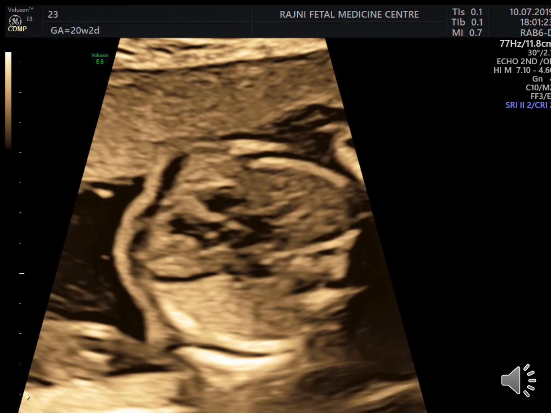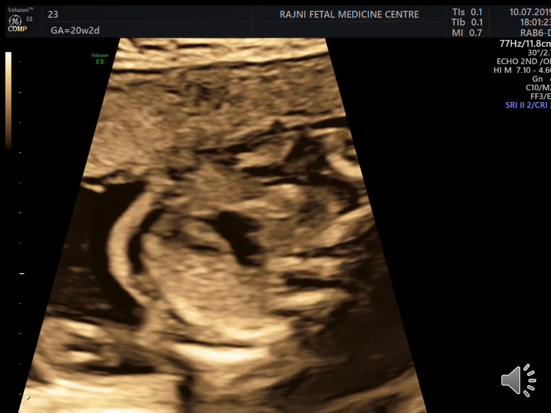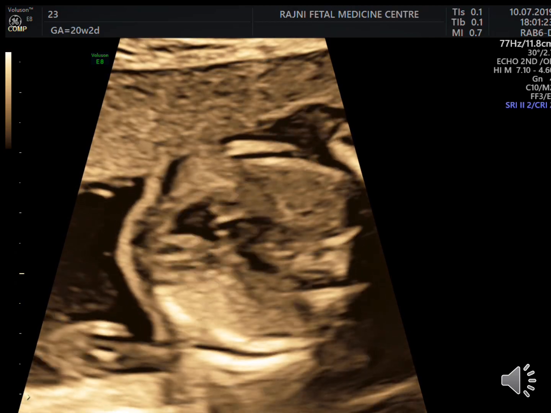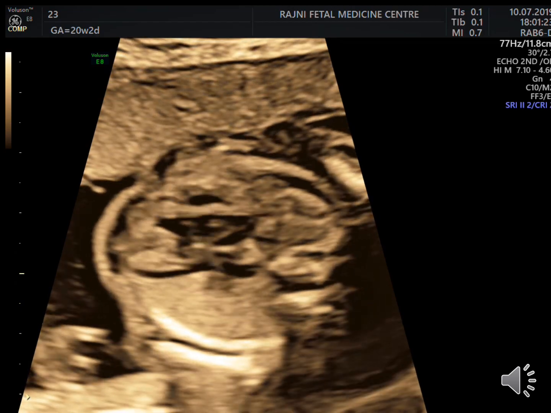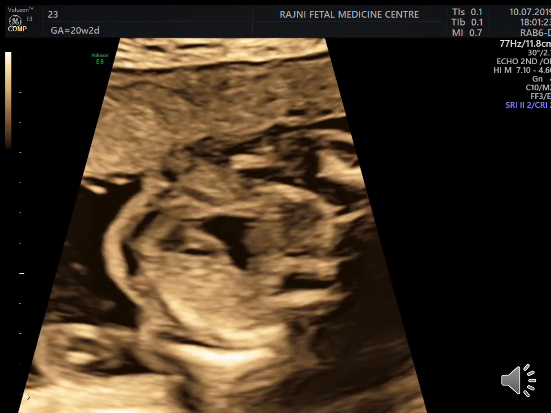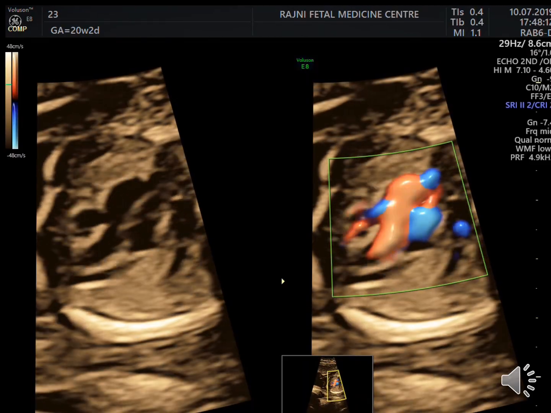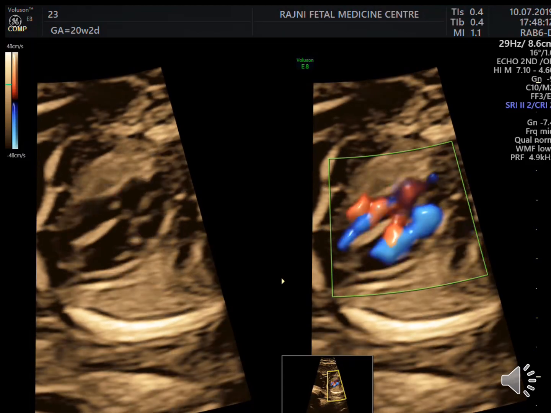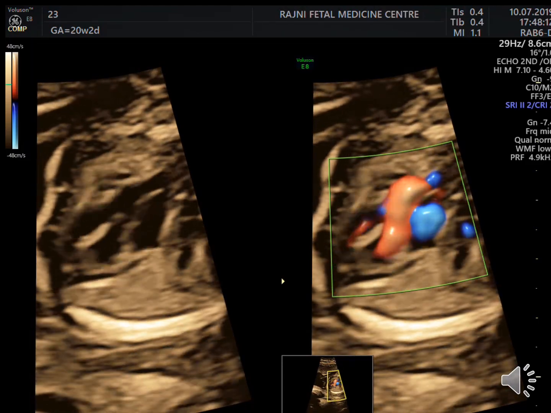And this is a live clip of tetralogy of Fallot. Notice the ventricular septal defect, overriding of the aorta, and small pulmonary artery in the right outflow tract as well as in the three vessel view. And the same four chamber view with 2D as well as 2D with color, and you are noticing everything live in this clip.